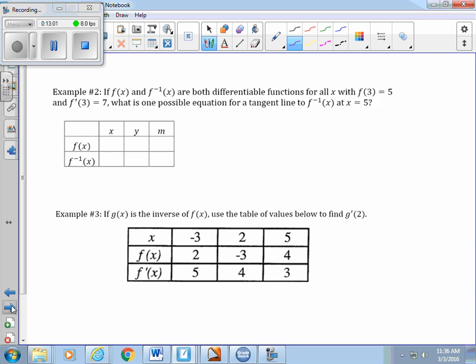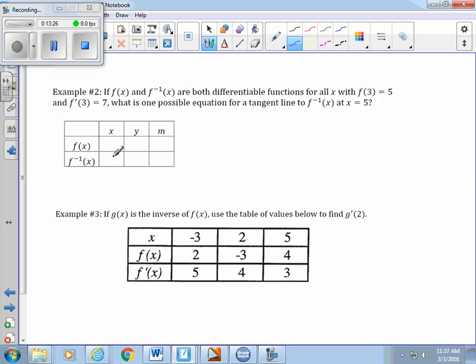If f and f inverse are both differentiable functions for all x, with f of 3 equals 5 and f prime of 3 equals 7, what is a tangent line equation for f inverse of x at 5? What do I need for a tangent line? An x and y and a slope. X, y, and a slope.